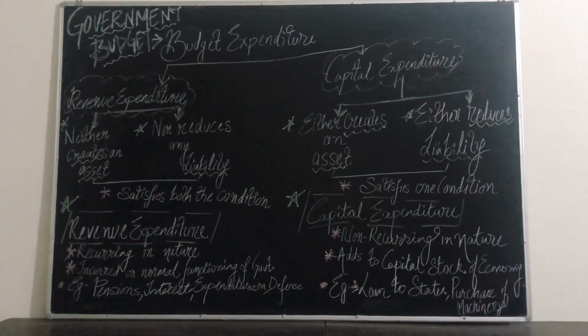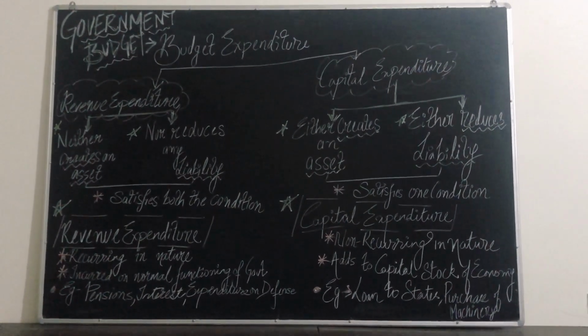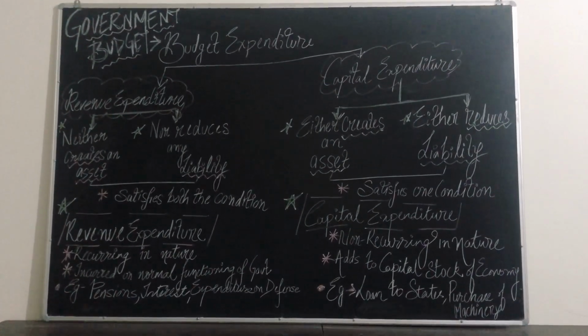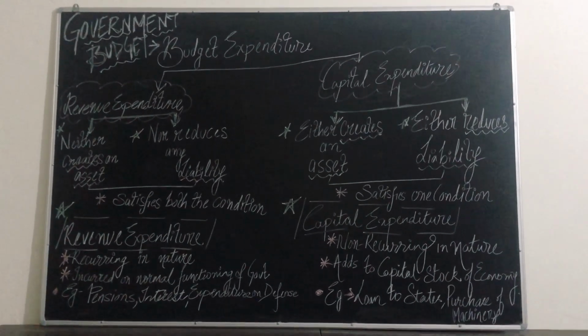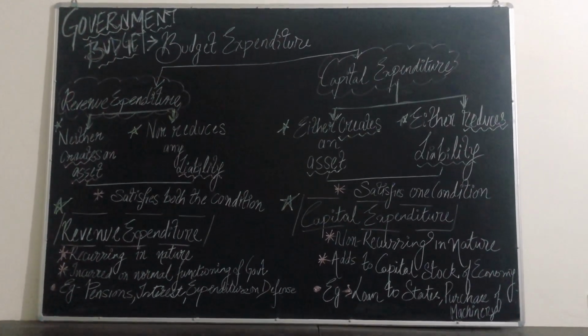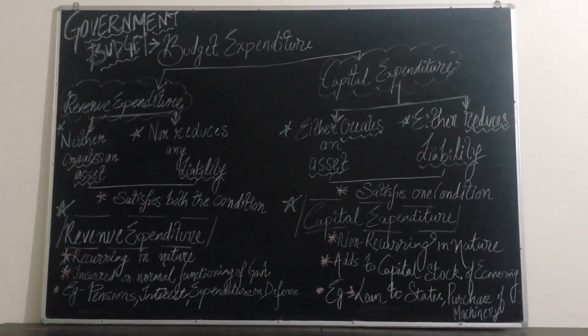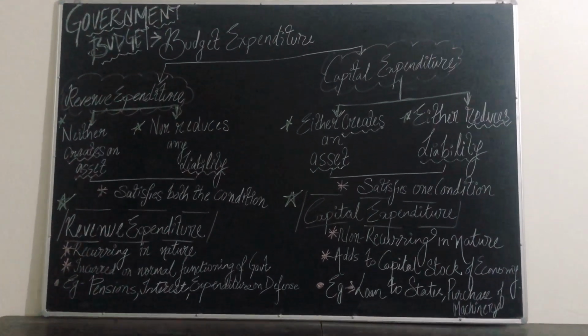Now, one important thing is the basis of classification. The basis of this classification of government expenditure is whether public expenditure creates any physical or financial assets or reduces liability or not. If an expenditure either creates an asset or reduces a liability, it is capital expenditure. And if it neither creates any assets nor reduces any liability, it is a revenue expenditure.